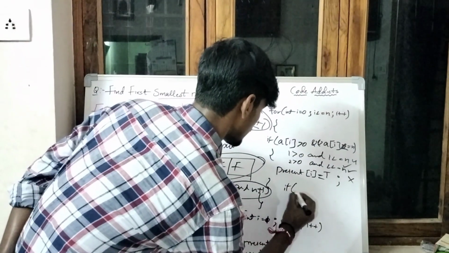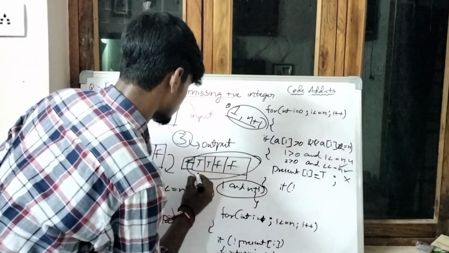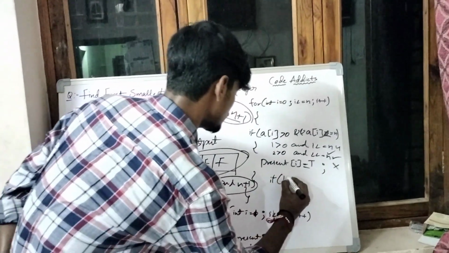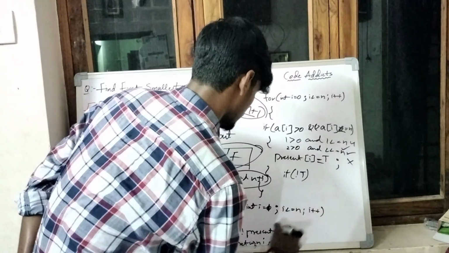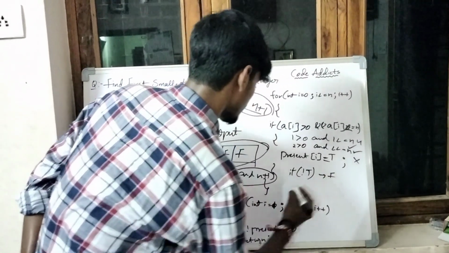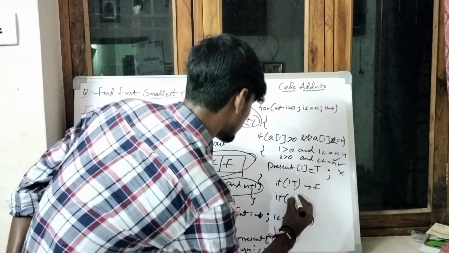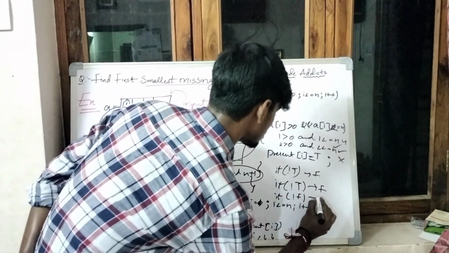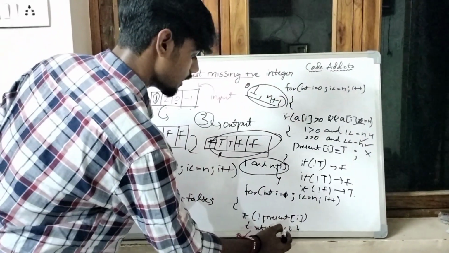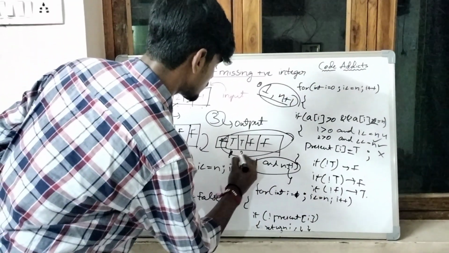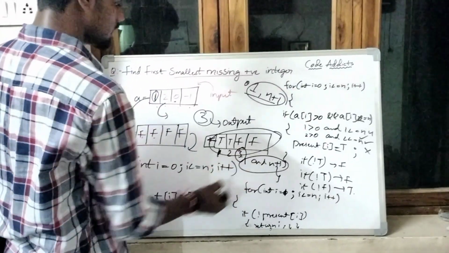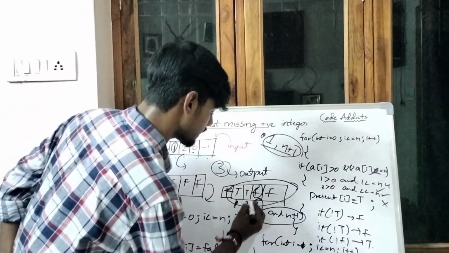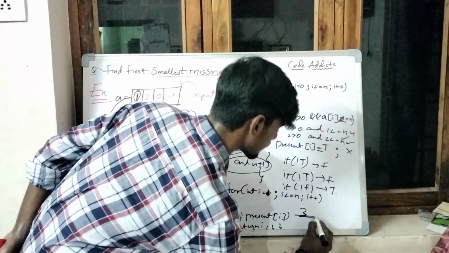If not of 1, here the 1 value will be checked. Not of 1 means the element is true, so not of true is false. Next, not of true, again false. Next, not of false is true, so the answer will be written, I, meaning 1 2 3. At the third index, the array element will be false, so the missing element will be 3.